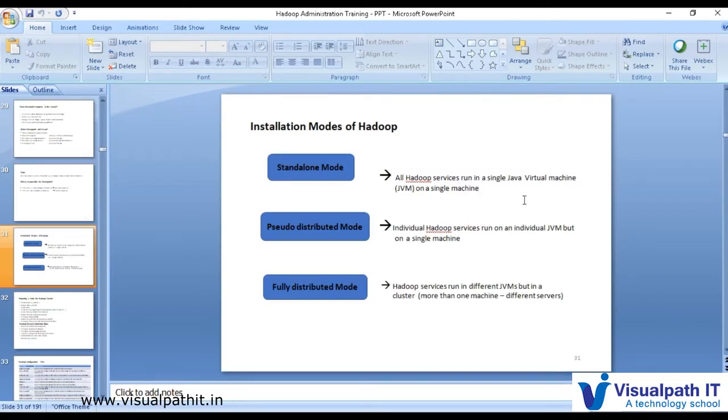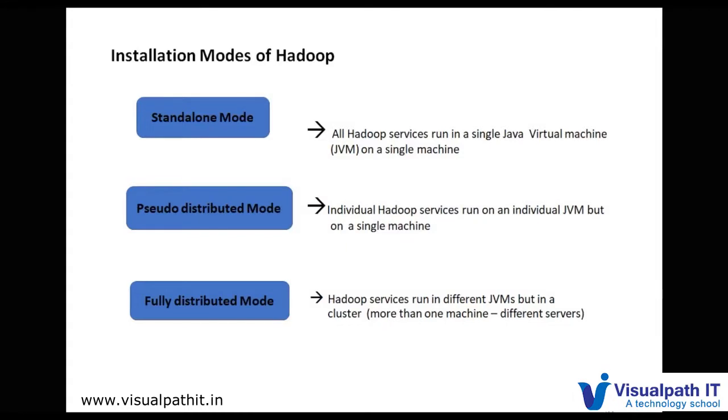So let us start with previous class, session 2. We have installation modes of Hadoop. As we discussed yesterday till last class, we discussed what is Hadoop, the Hadoop theory part, everything we have discussed. Now, installation modes of Hadoop. We have these types of installation modes available in Hadoop: standalone mode, pseudo distributed mode, and fully distributed mode.